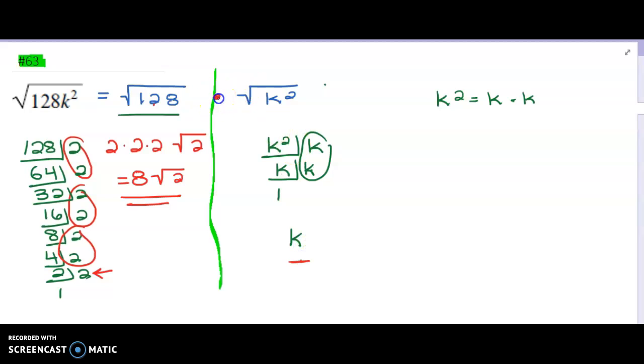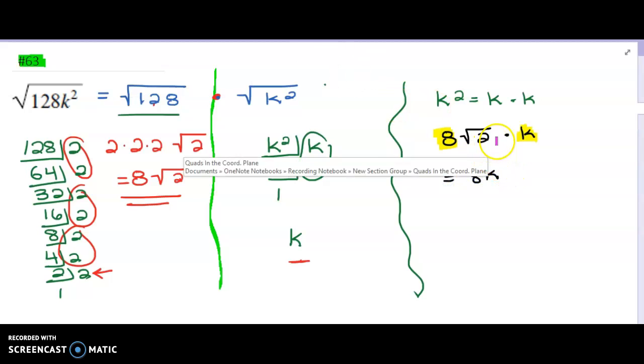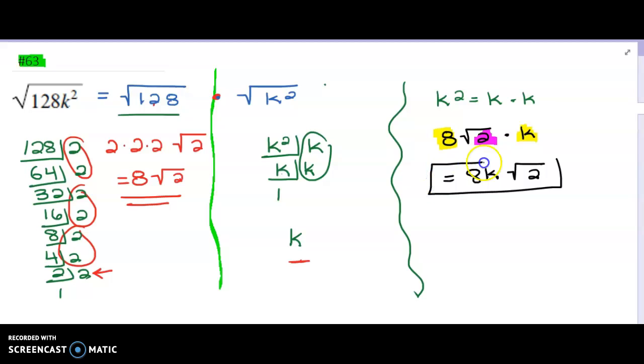And remember, I'm multiplying these two here. So I'm just going to draw another line. So I'm going to say 8 square root of 2 times k. Now like I did before, I want to multiply everything that's on the outside of the square root, which is 8 and k. So this is just 8k. And then I want to multiply anything on the inside of the square root, which is just 2. So 8k square root of 2. That is my final answer.